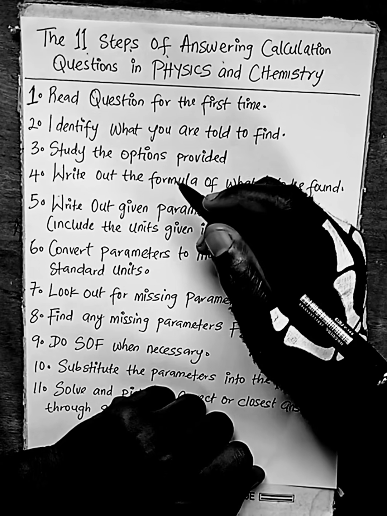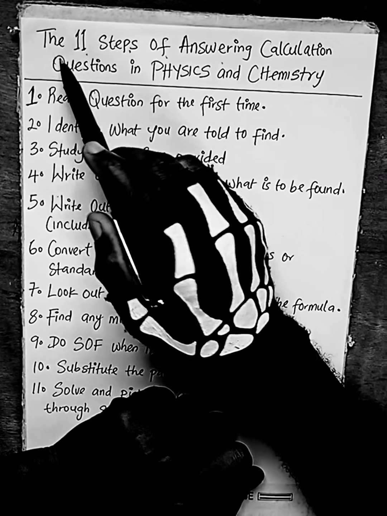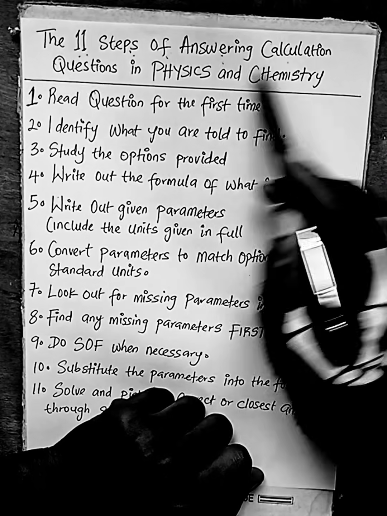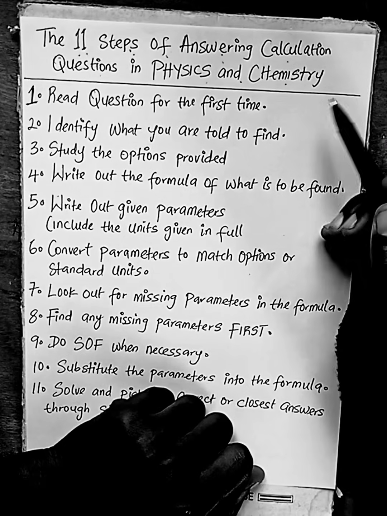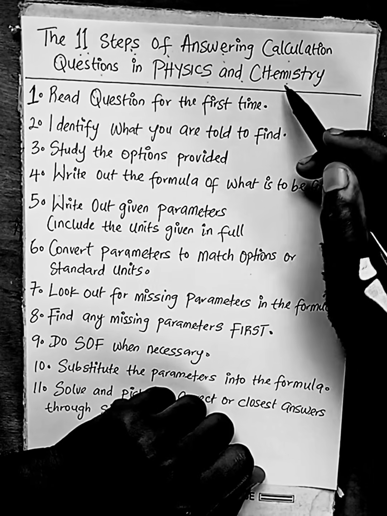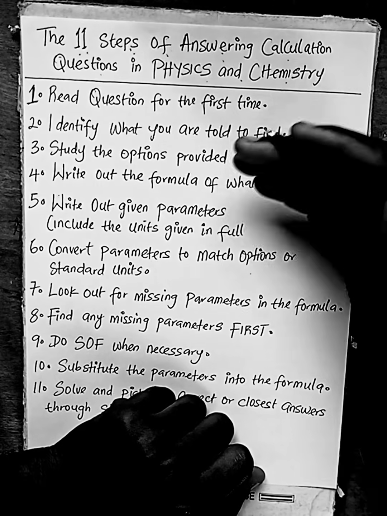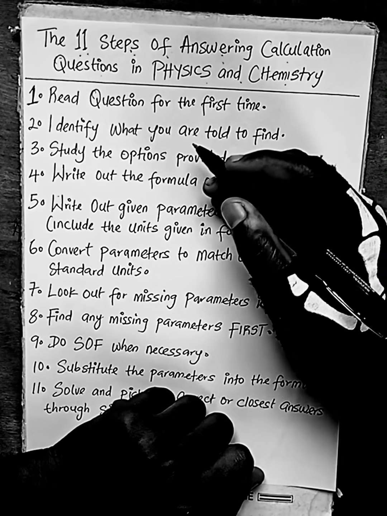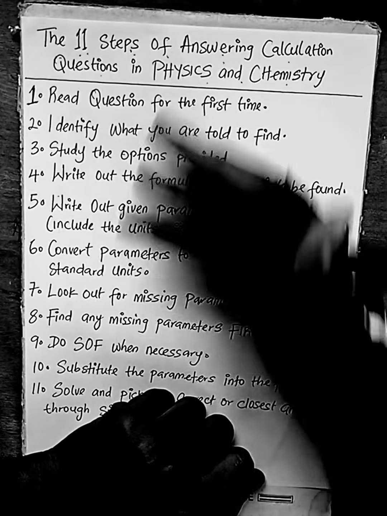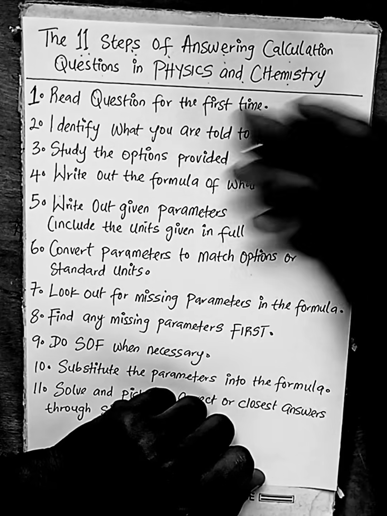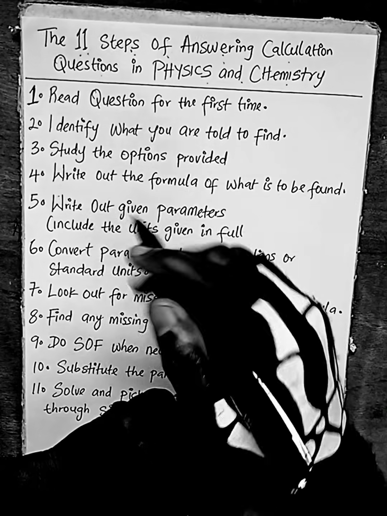JAMB candidates, welcome to today's class, and today we are looking at the 11 steps of answering calculation questions in physics and chemistry. How to answer calculation questions in physics and chemistry easily, and it makes you faster, it helps you avoid mistakes. Ensure to stick with this plan, these 11 steps of answering calculation questions in physics and chemistry. Now let's look at the first step.